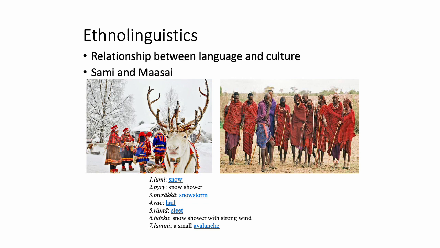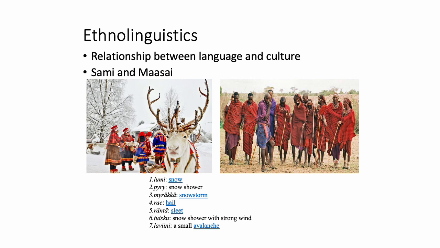Ethnolinguistics looks at the relationship between language and culture. We take two cultures here, the Sami and the Maasai. In these languages, things that are very important to them, they have a lot of words to describe. For example, among the Sami, snow, because of the climate that they live in, is very important, and they have over 200 words that describe various forms of snow.